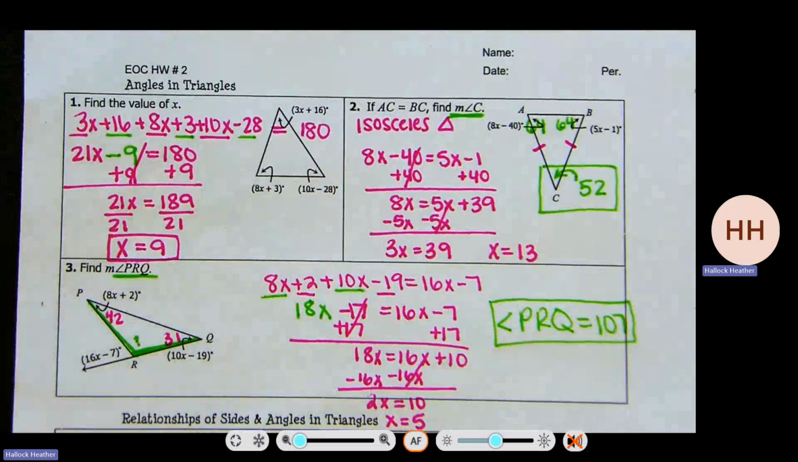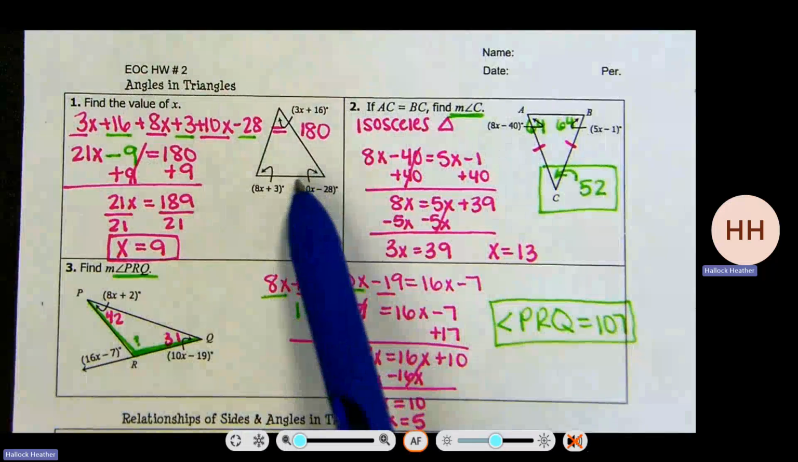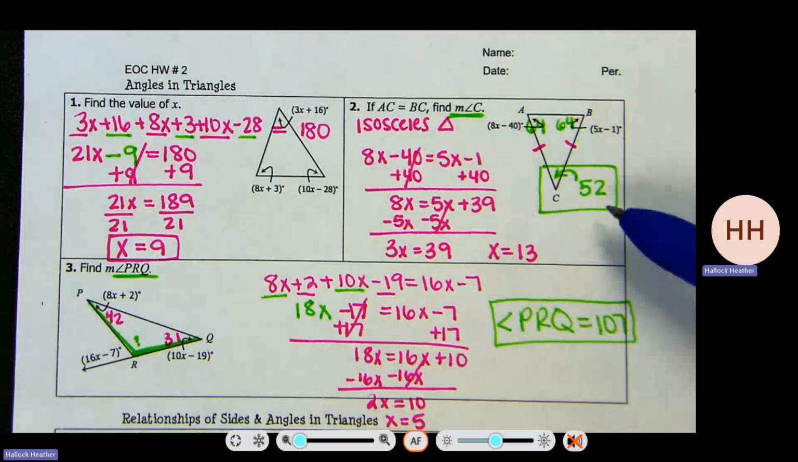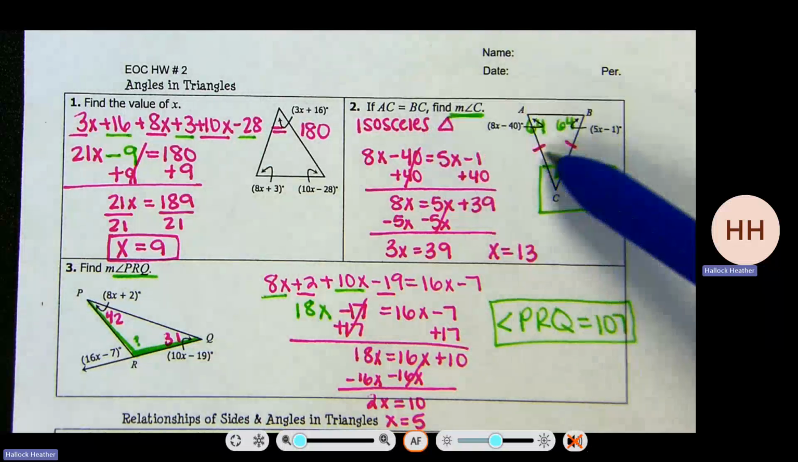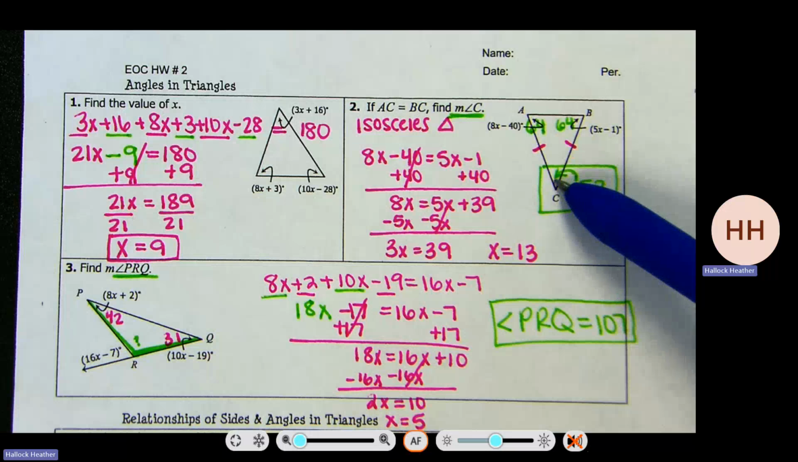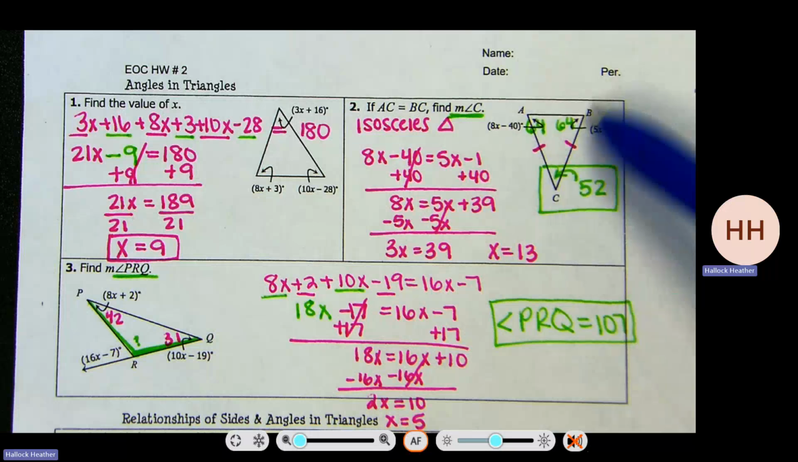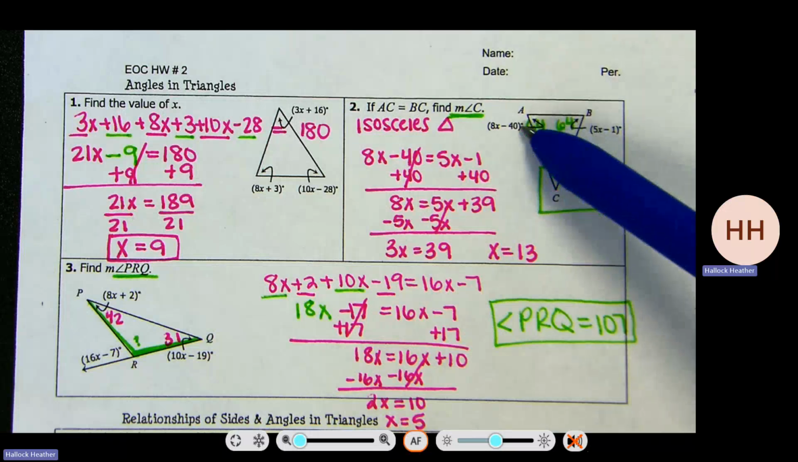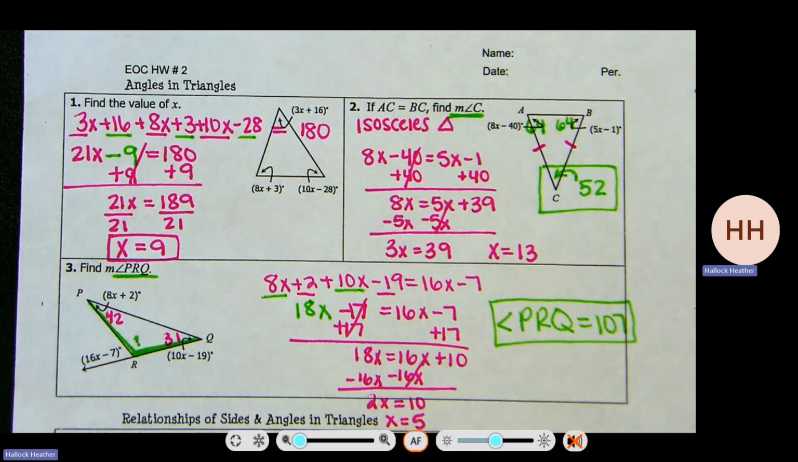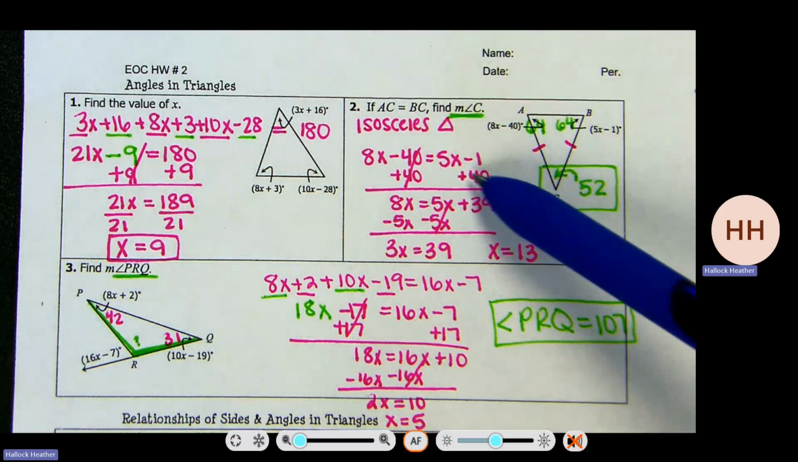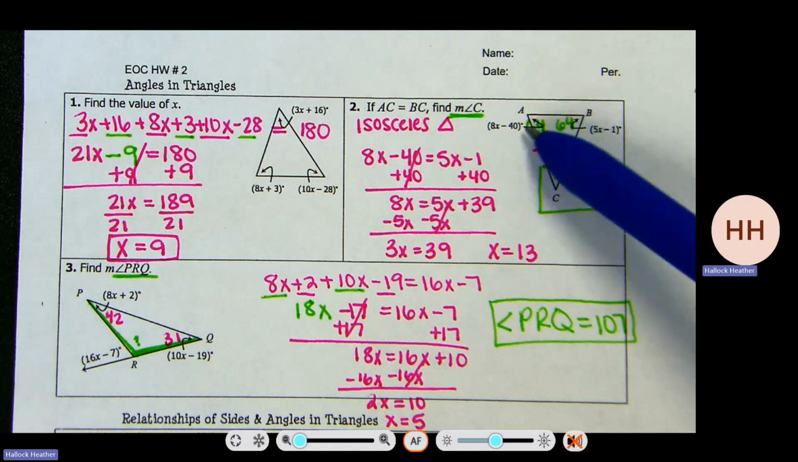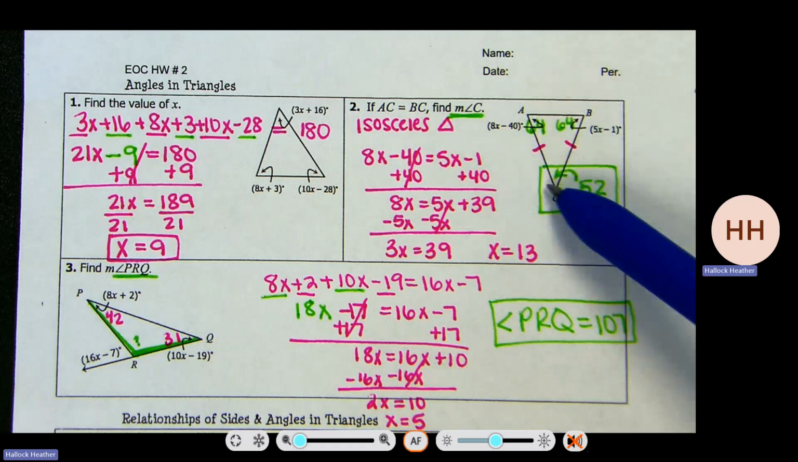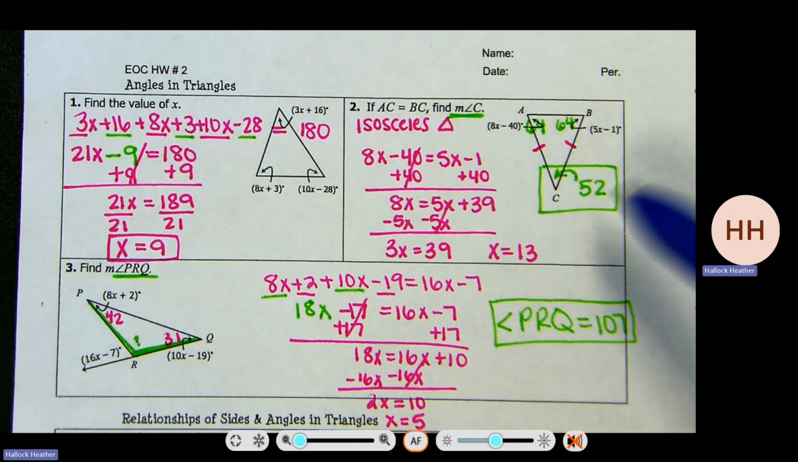So if you start with number 1, a triangle adds to make 180, you should get 9. 2, the key is this is an isosceles triangle because it tells me the lengths are the same. You need to find angle C. What you know about an isosceles triangle is that base angles are congruent. So I set these equal to each other. Solved for x, got 13. I plugged it in. Each one of these is the same. Those are both 64, and a triangle adds to make 180. So the leftover angle is 52 degrees.